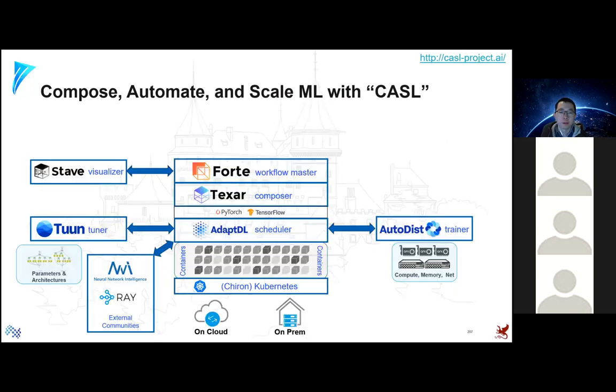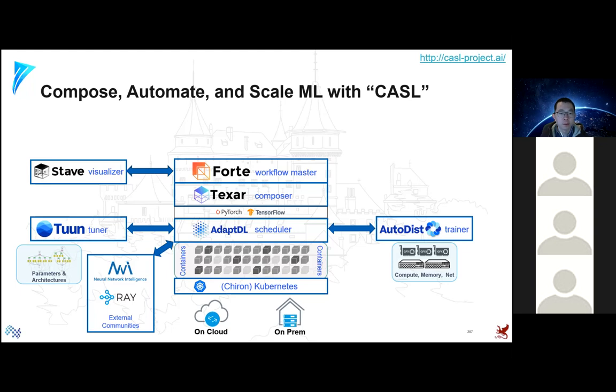So the current Castle project gallery is illustrated in this slide, where we have already built a lot of projects, including Texar, Forte, and Stave as high-level machine learning libraries for users to compose machine learning models. And we also have AutoDist for distributed machine learning strategy optimization and composition, and also AdaptDL as the adaptive resource scheduler, as Aurick has covered. And also another project called Tune as an automation tool to find hyperparameters.